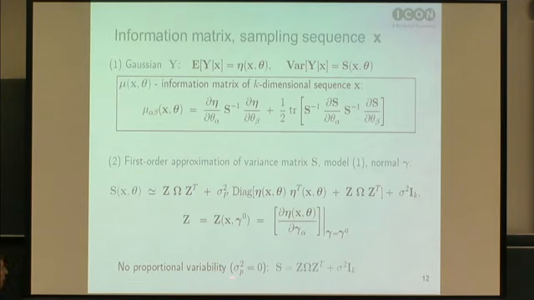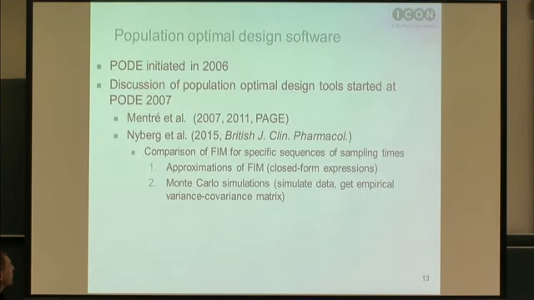And that's how we started working on doing design for PK/PD models. And at that time, PODE was initiated, and it was, as you already know, in 2006. We had many discussions of population optimal design tools starting in 2007. Franz has already mentioned that. It makes my life much easier and saves me a lot of time. And I personally benefited greatly from this discussion because it helped our group in GSK, and then we continued to improve our software and really to understand better what we have to do and how to do that.